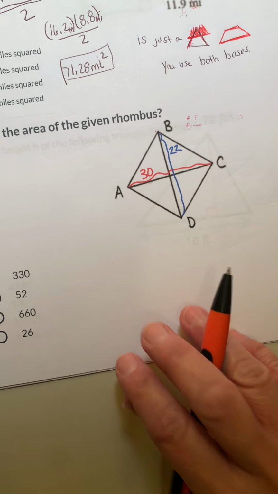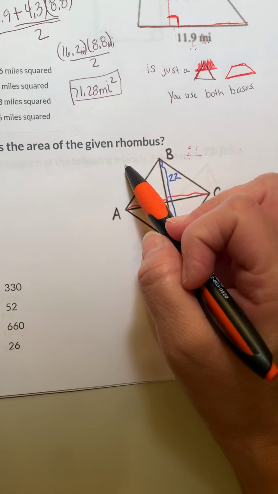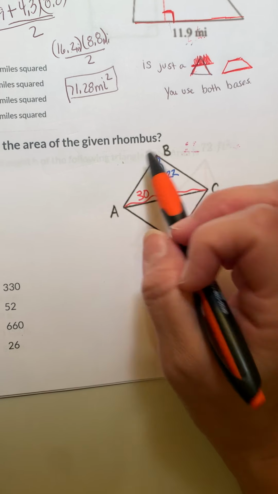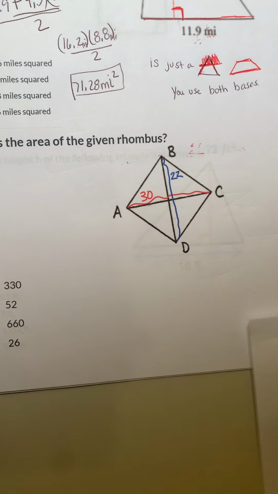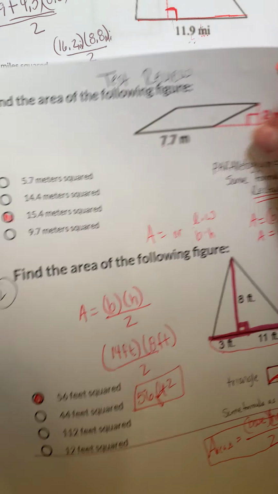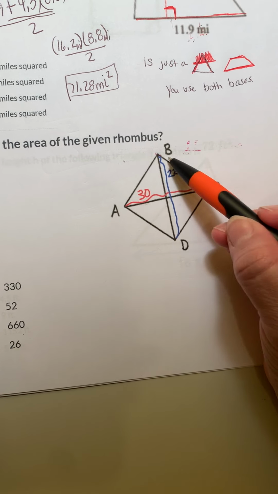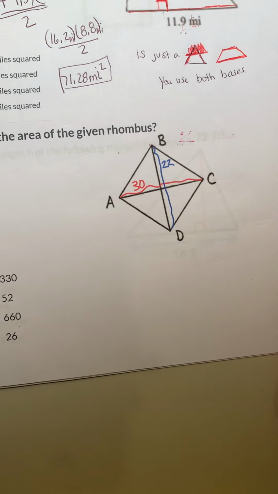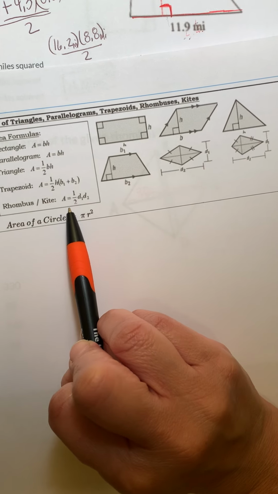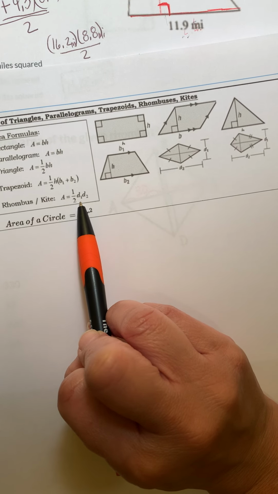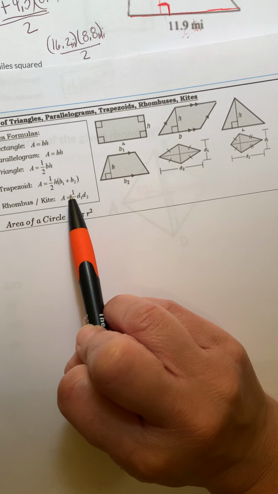Okay, so now we have a rhombus. A rhombus is a parallelogram. You could use the same formula as we did for number 1, same formula, but I don't know the sides. So I can't use that formula, so I'm going to use this formula here. The area of a rhombus is diagonal 1 times diagonal 2, and then you just take half of that.